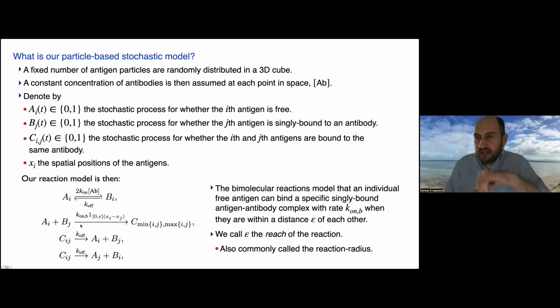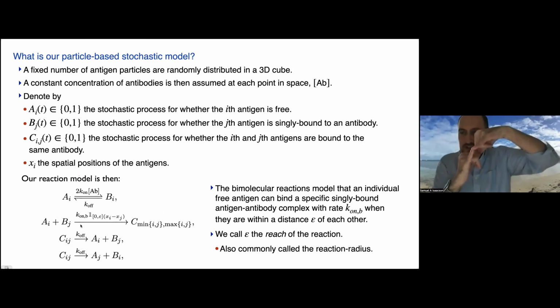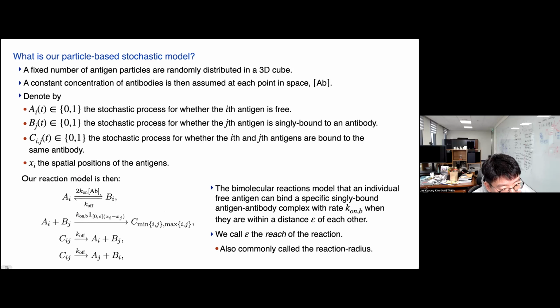And then the antibody can come off. If it's bound to two antigen, it can pop off one of the two with some rate. Okay. So here I have one more question. So A_i to B_i is 2 times k_on. The double comes from because it can have 2 chances, where you multiply by 2, because you have 2.